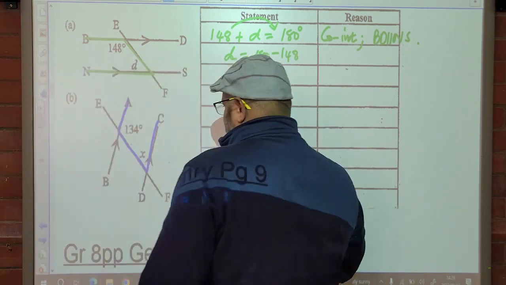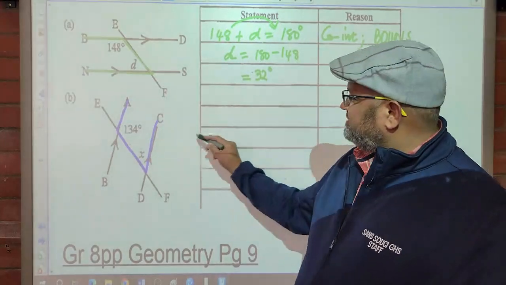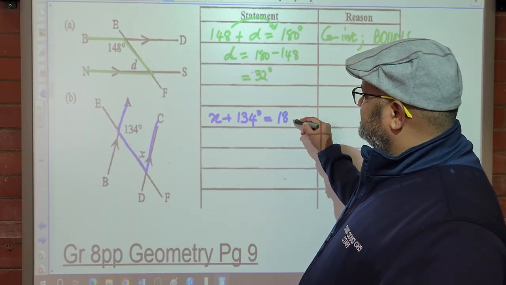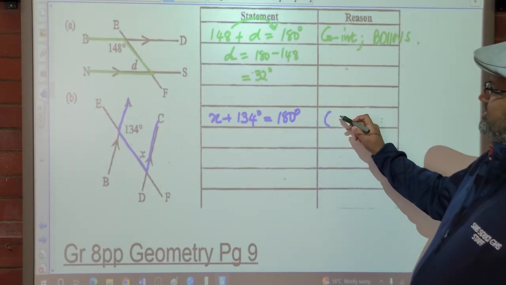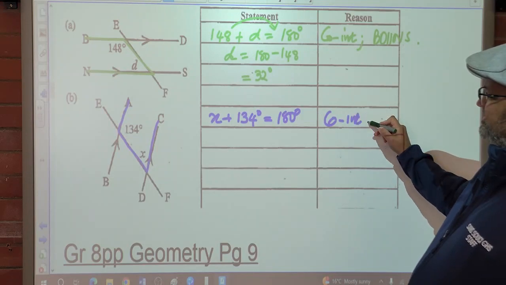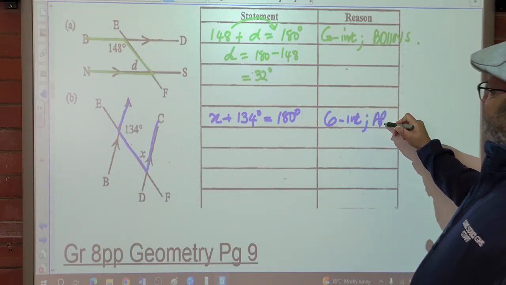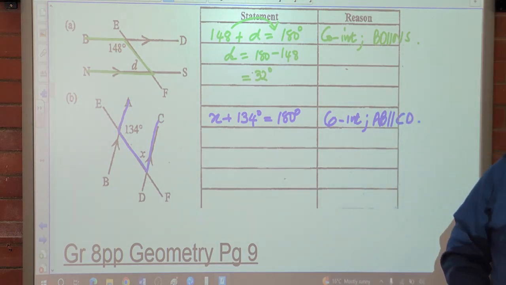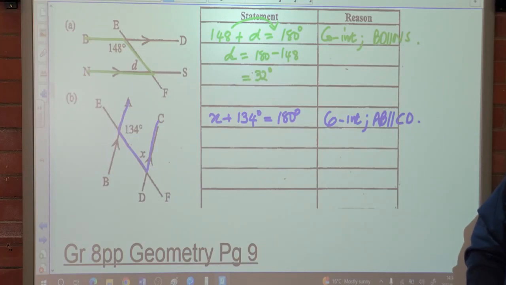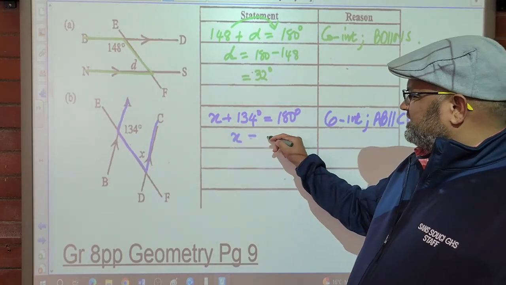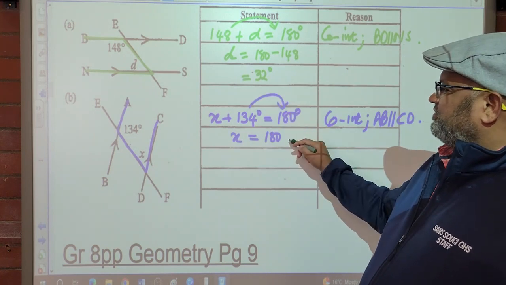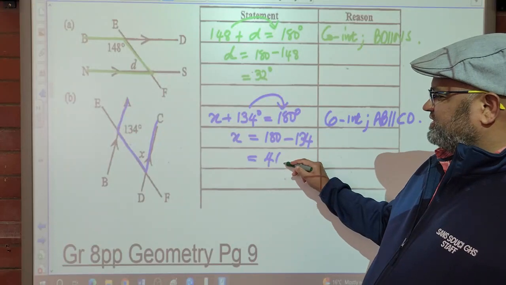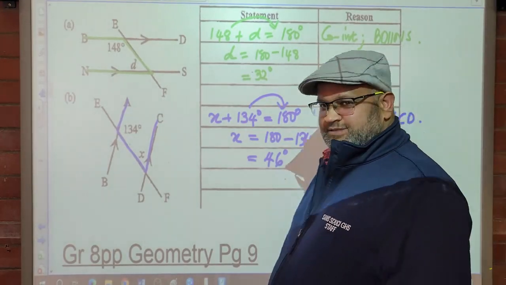Okay. So now we say X plus 134 degrees equals 180. Why? Co-interior angles with AB being parallel to CD. Okay. Now what? X is equal to 180 minus 134. It gives you an angle of 46 degrees. Okay.